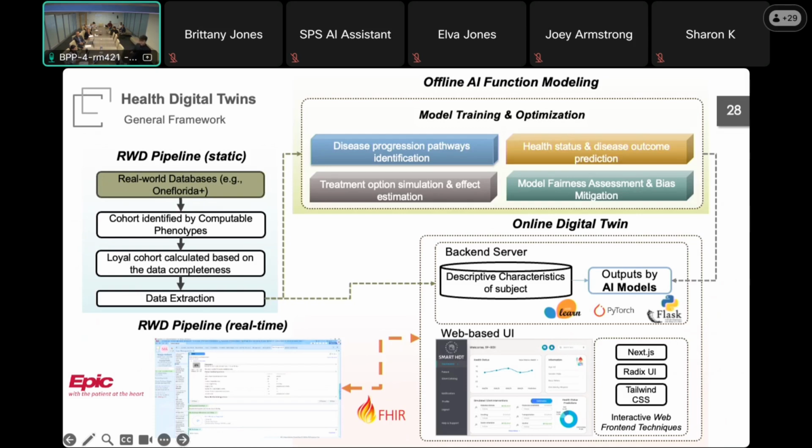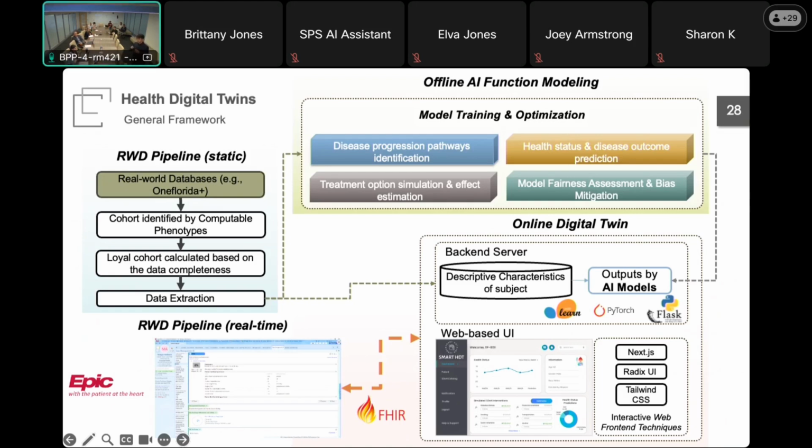Then, of course, the UI is for the interactive visualization for the end user. And a key element in this framework is the data linkage. We will connect the digital twin service to the existing healthcare system, like the Epic system. Epic can provide a FHIR API for real-time data exchange, which means that the patient data can be shown on Epic, and Epic can pass the data into the digital twin service.